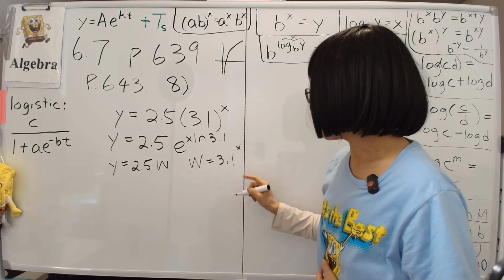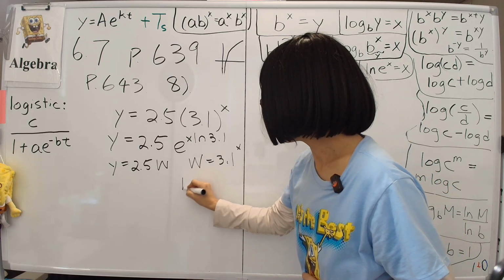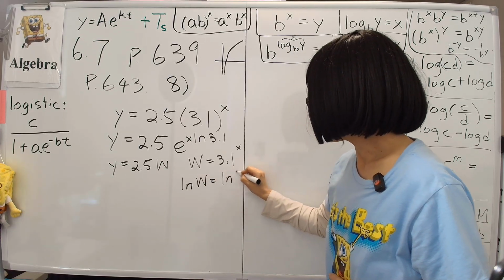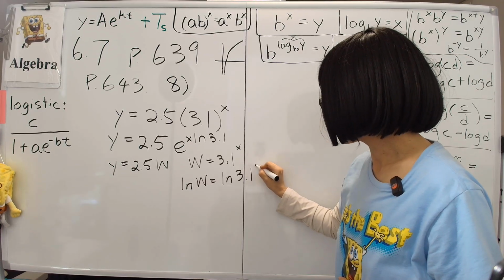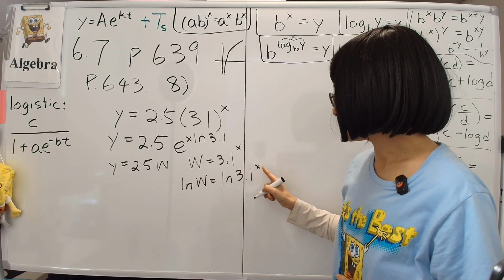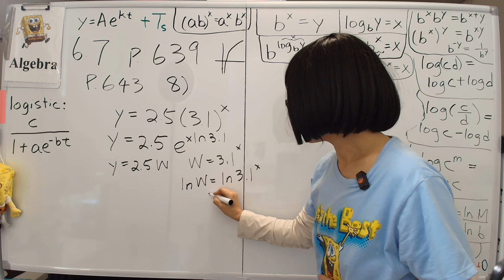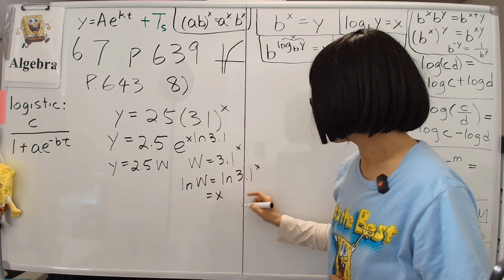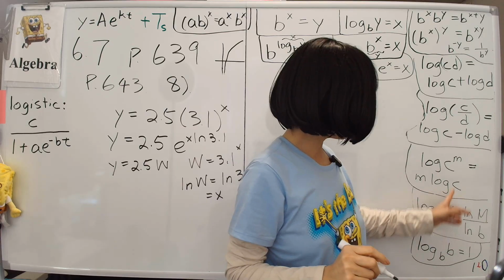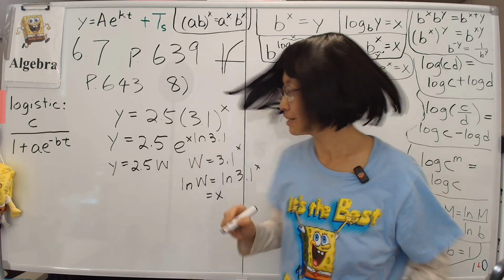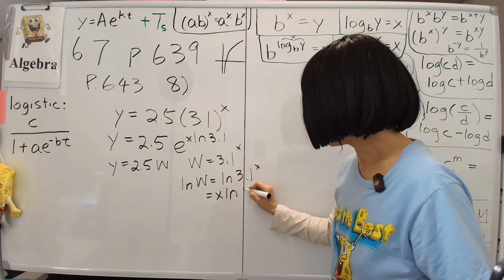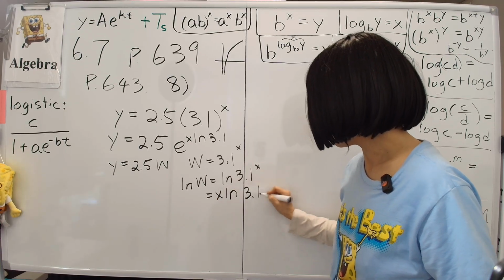To do that, first we'll take the natural log of w. That equals the natural log of 3.1 to the power x. And then secondly, we'll kick the x in front according to this formula right here. Kick it in front, and that will be equal to x times the natural log of 3.1, all right?